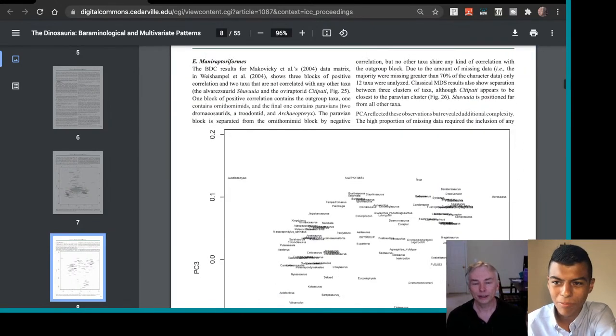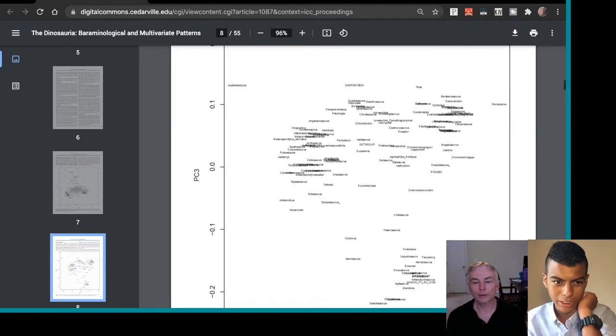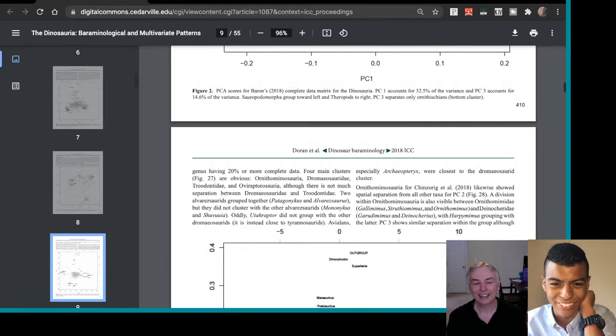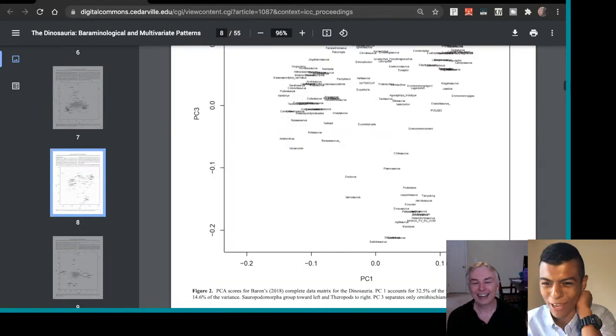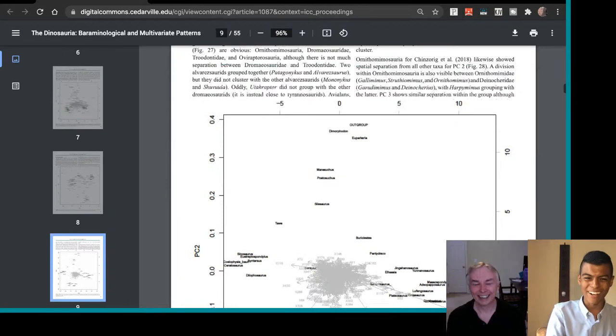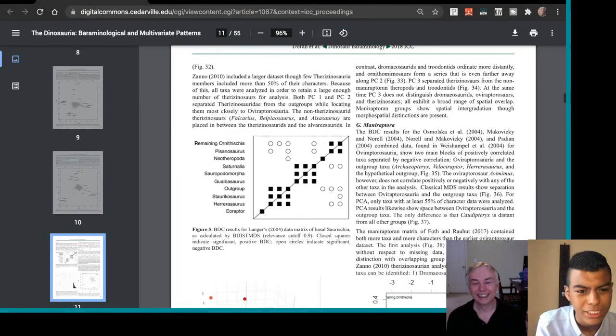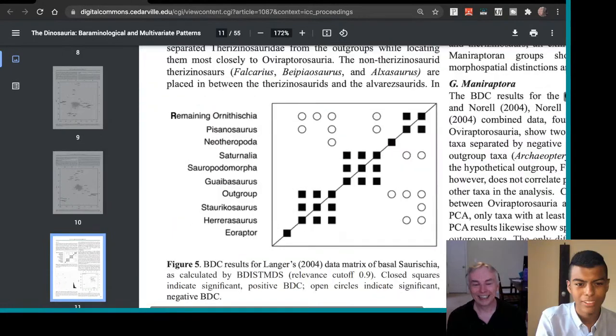That's right. I do have a couple questions. Yes. It's probably going to take us a while to get through this, so we're probably not going to go figure by figure. But I think it's this one right here. This is figure five. Okay. Let's talk about this.